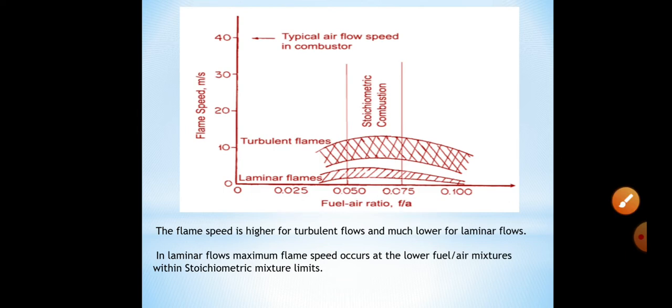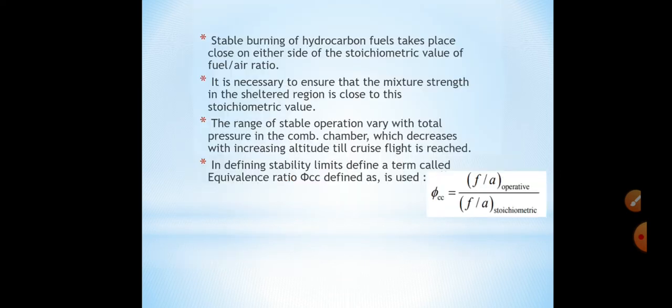Next, the flame speed is higher for turbulent flows and much lower for laminar flows. In laminar flows, maximum flame speed occurs at lower fuel air mixtures, within stoichiometric mixture limits. Stable burning of hydrocarbon fuels takes place close on either side of the stoichiometric value of fuel air ratio. It is necessary to ensure that the mixture strength in the sheltered region is close to these stoichiometric values.